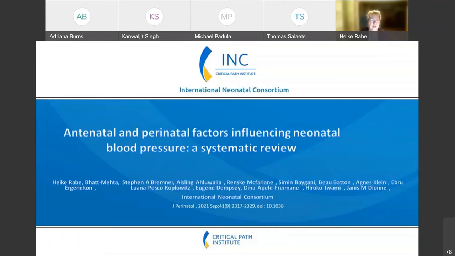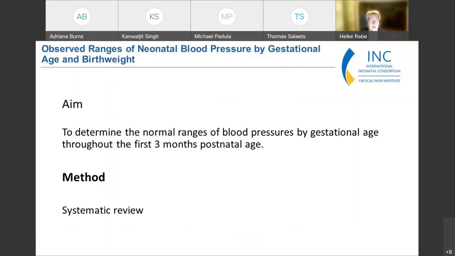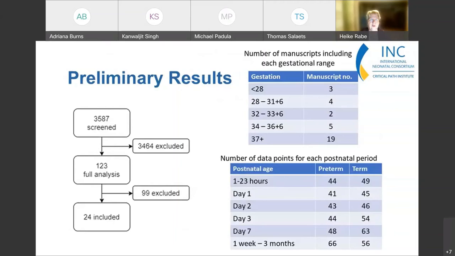Then the next step was to look at the antenatal and perinatal factors influencing neonatal blood pressure. That was work which was published in September last year and gives quite a wide range of aspects which should be considered in future trials, and also maternal medication should be considered and might have side effects on neonatal adaptation after birth. Finally, we are now looking at the third question, which is to determine normal ranges for blood pressure by gestational age through the first 3 months of postnatal age. That was also done by means of a systematic review, where we have now come to the end of the review, and I can present you a couple of first analyses.